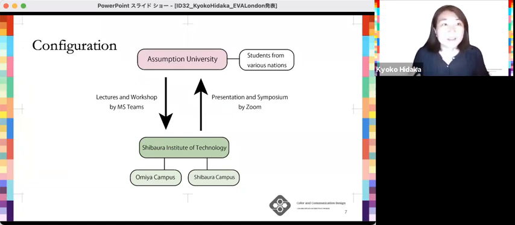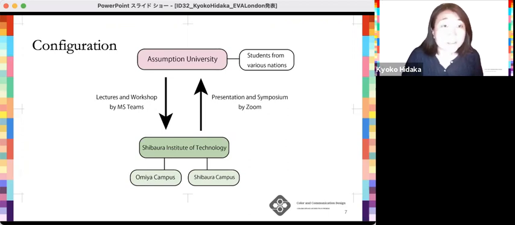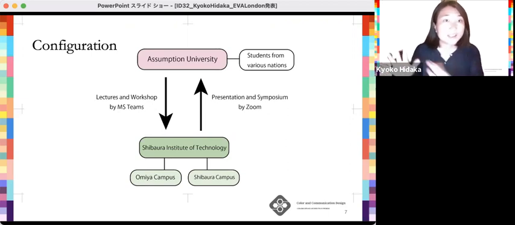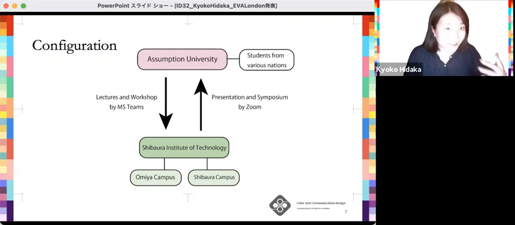Here is the configuration. Assumption University, the Montfort School of Design and Architecture, had not only Thai students but also students from various nations. From the lectures we heard from Assumption University, all of us, including the Tokyo students, had to submit presentations and also reports, such as report papers.